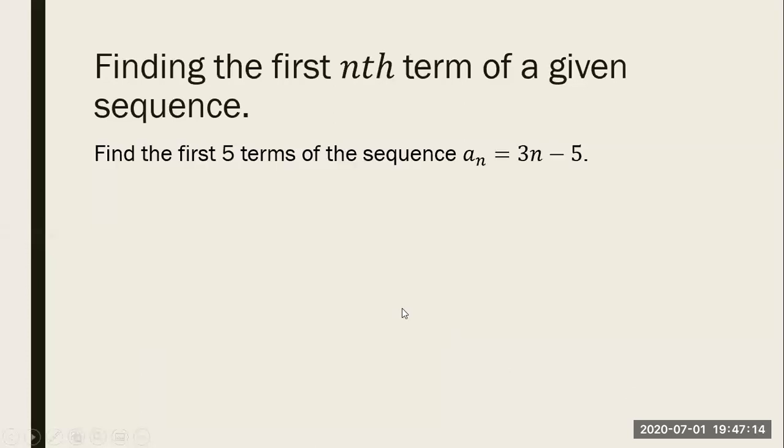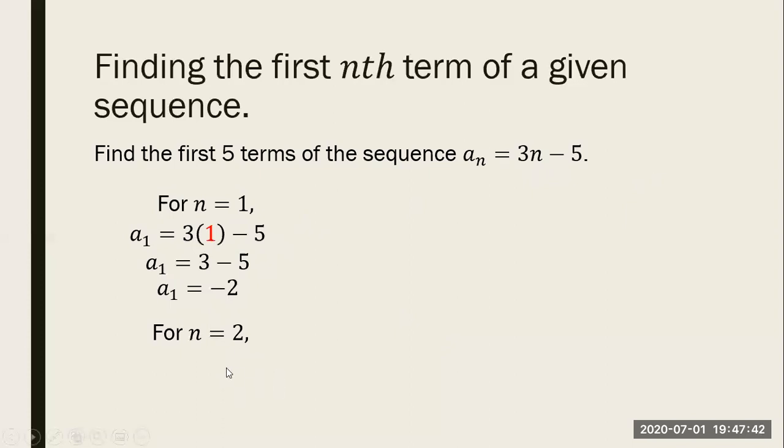Okay, next, another example. Find the first 5 terms of the sequence a sub n is equal to 3n minus 5. For n is equal to 1, ganun pa rin, papalitan natin ng 1 yung ating equation. So, 3, instead na n, magiging 1 minus 5. Simplifying, 3 times 1 is 3 minus 5. So, the answer is negative 2.